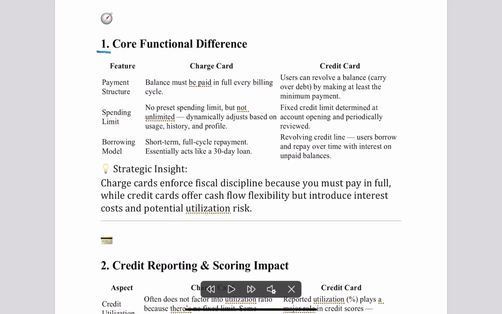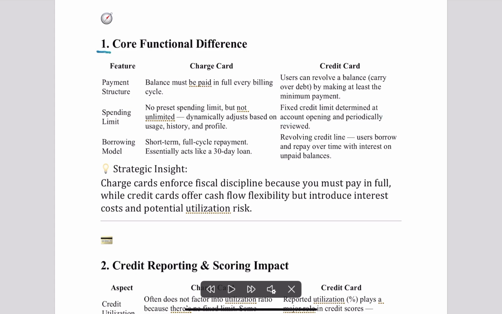Let's continue. Spending limit. No preset spending limit, but not unlimited, dynamically adjusts based on usage, history, and profile. Fixed credit limit determined at account opening and periodically reviewed.